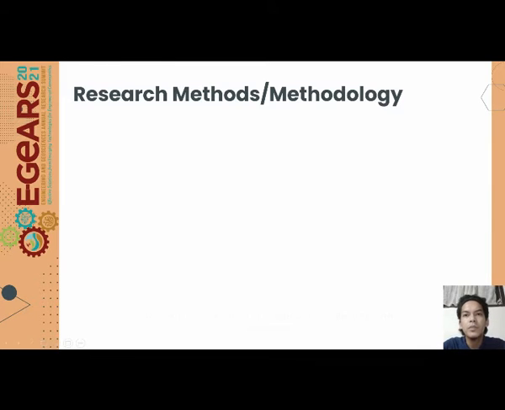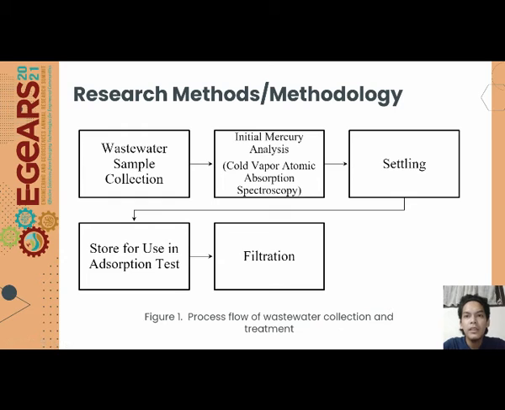So the first diagram shows the process flow of wastewater collection and its treatment. First, the wastewater samples were collected at 30-minute intervals in a 1 liter polypropylene bottle from a tailings collection tank of a ball mill facility in Andili Mawab, Davao de Oro. The untreated wastewater was then stored to be sent to a laboratory for initial mercury analysis using cold vapor atomic absorption spectroscopy. Each sample is subjected to settling for 60 minutes, and afterward, the wastewater sample is filtered and then stored to be used in the batch adsorption experiment.